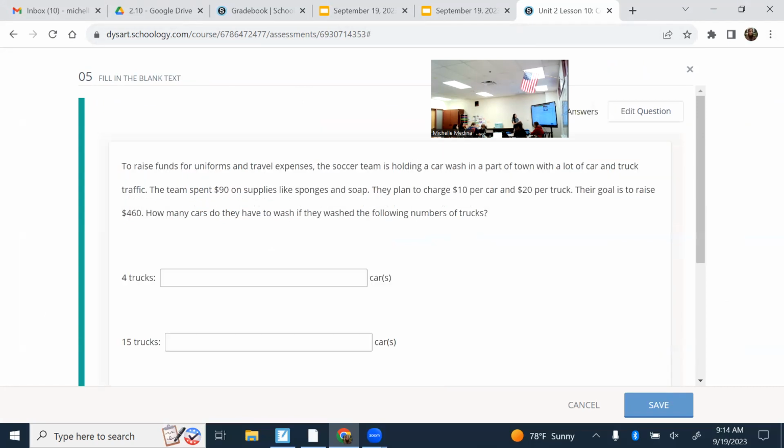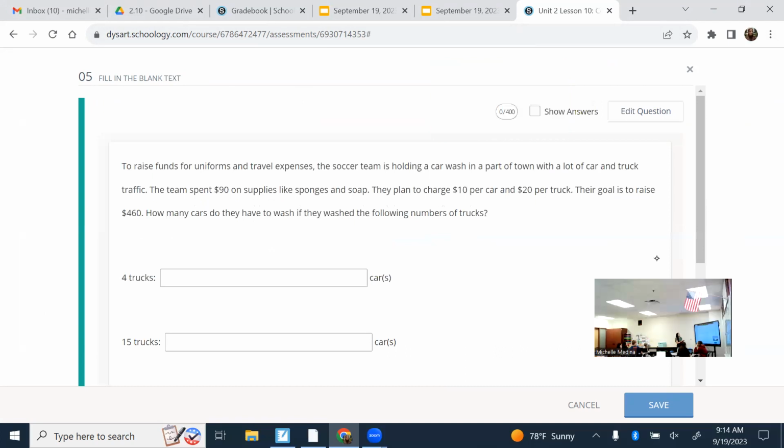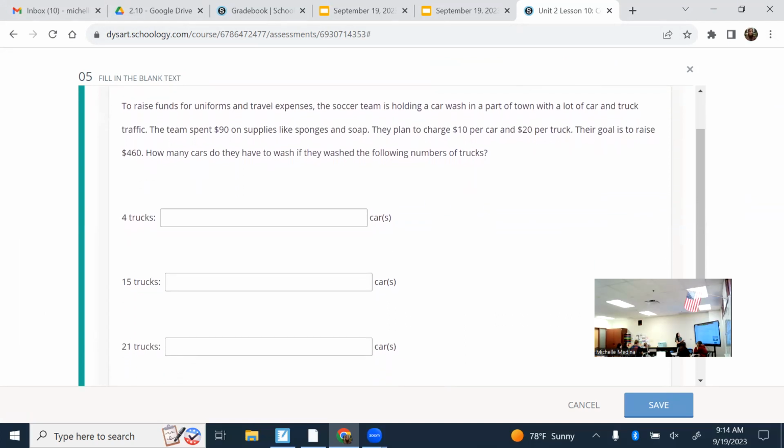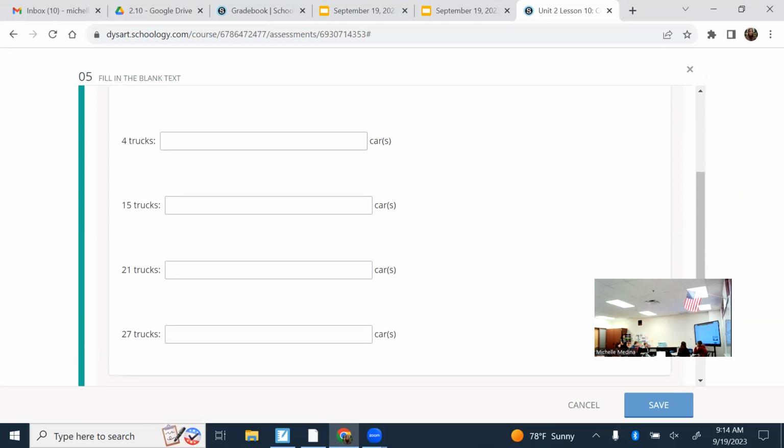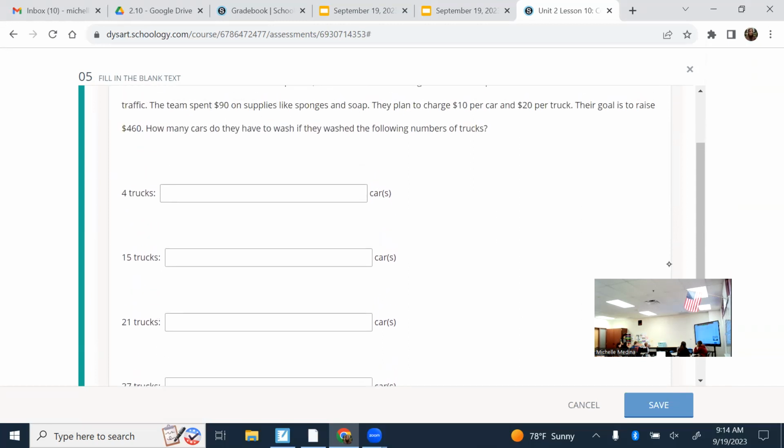So we have a soccer team holding a car wash in a part of town with a lot of car and truck traffic. The team spent $90 on supplies. They plan to charge $10 per car, $20 per truck. Their goal is to raise $450. How many cars do they have to wash if they wash the following numbers of trucks? So I've seen students do this, like just kind of express word math. But really, if you made an equation, it would make your life a whole lot easier, in my opinion.